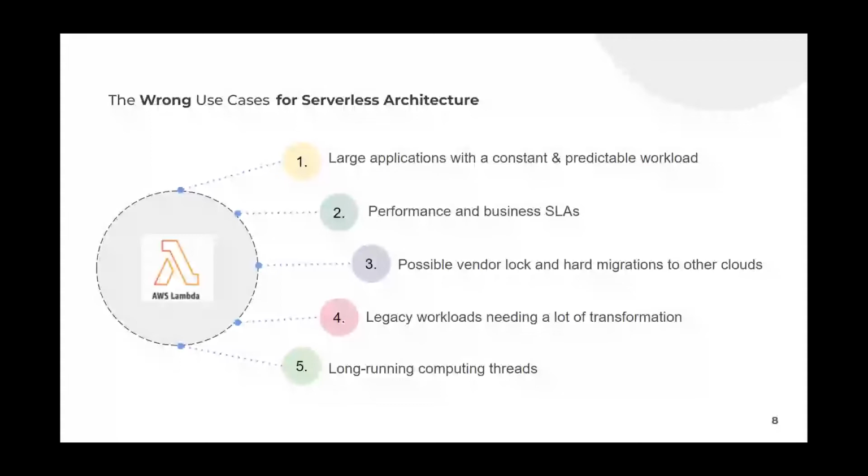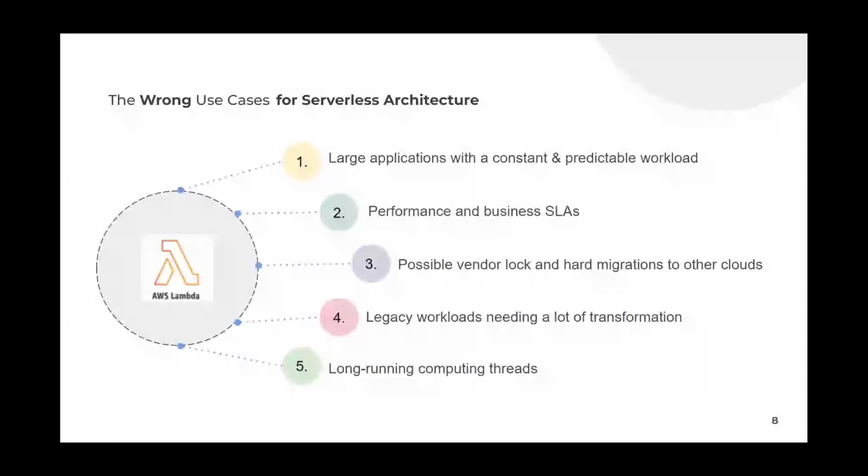Number three, possible vendor lock-in and hard migration to other cloud providers. Here we are talking mostly about so-called sticky services. Depending on the services used, your serverless workload may not be portable if you decide to change cloud providers. So that has to be taken into account as well.